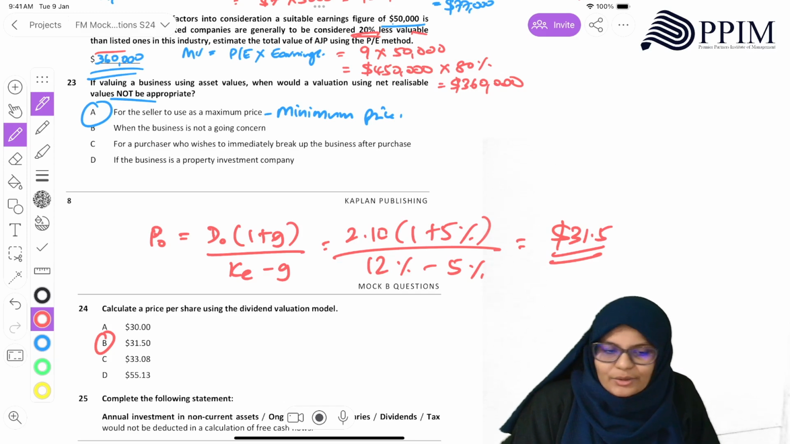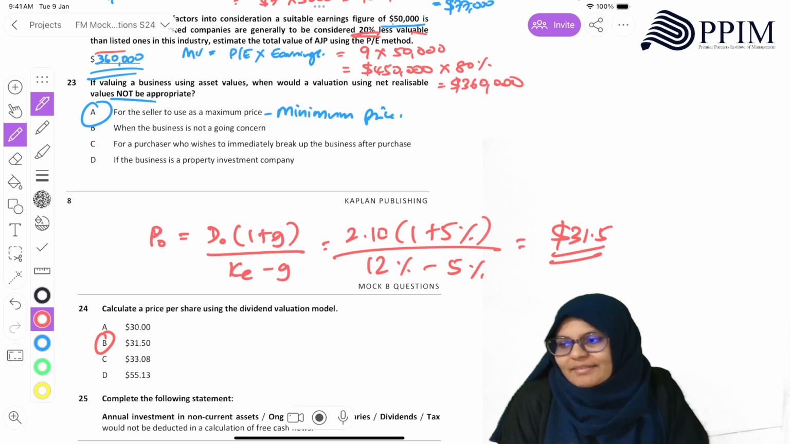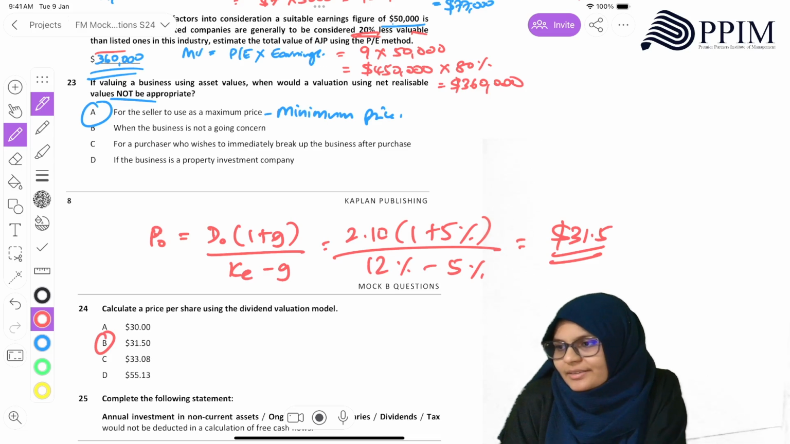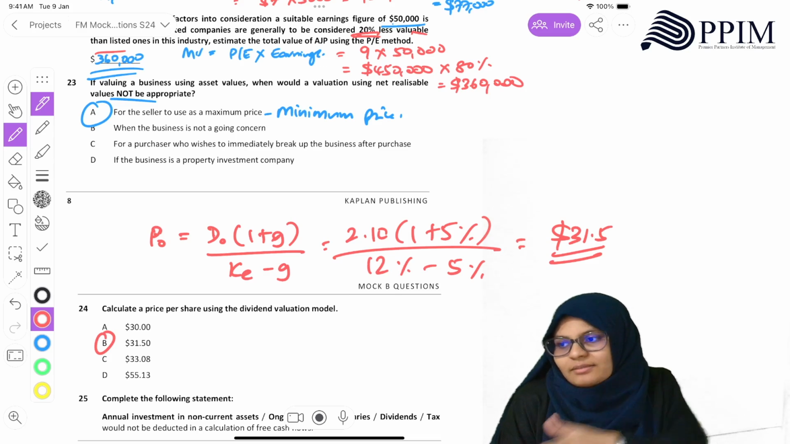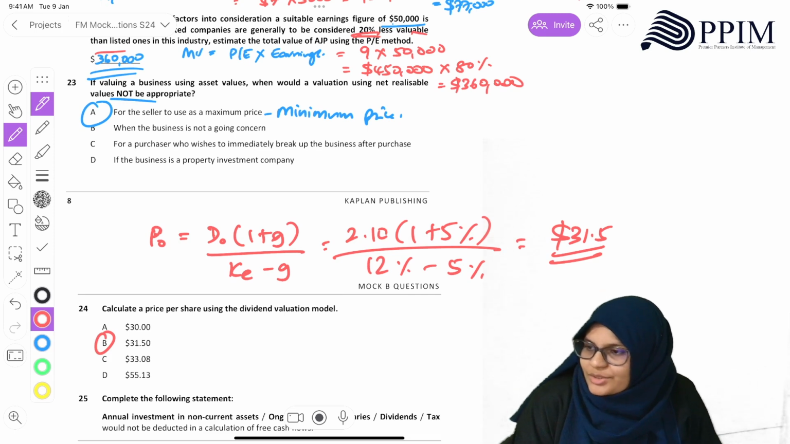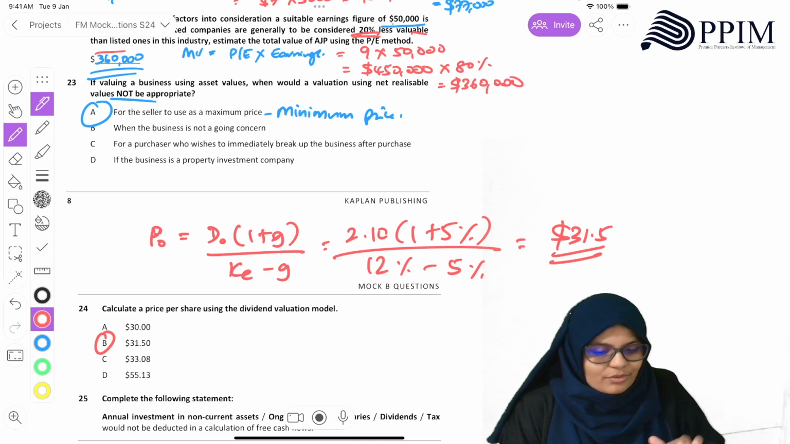Okay, so the way we calculated growth was a little different in this case, because they gave us current year's dividend and next year's dividend. Usually they give current year and the dividend maybe 5 years ago or 4 years ago, which they didn't give in this case. Okay, so that is the 24th one.